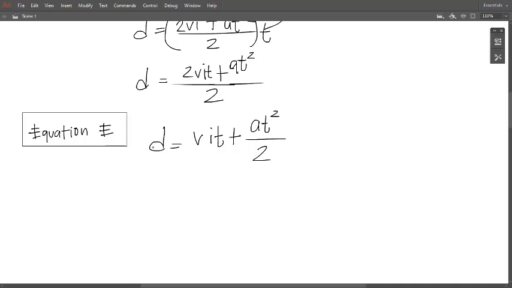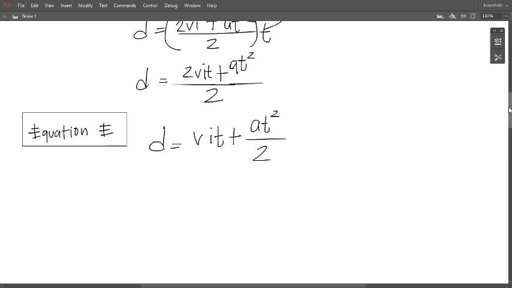Okay, so this shows that the displacement of the body is directly proportional to the square of time. So this confirms that for equal intervals of time, displacement increases quadratically.